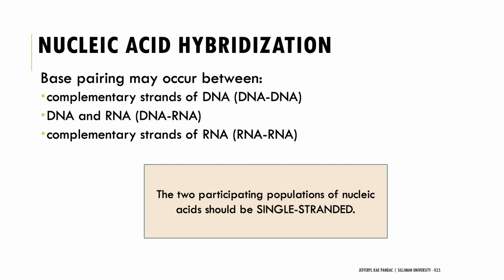The base pairing of nucleic acids may occur between complementary strands of DNA, between DNA and RNA, and between complementary strands of RNA. That is why it is important for you to learn the base pairing rules by heart. So as a review, always remember that adenine base pairs with thymine and cytosine base pairs with guanine. However, for RNA, there is a slight modification to this rule. Take note, however, that in nucleic acid hybridization, the two participating populations of nucleic acids should be single-stranded.